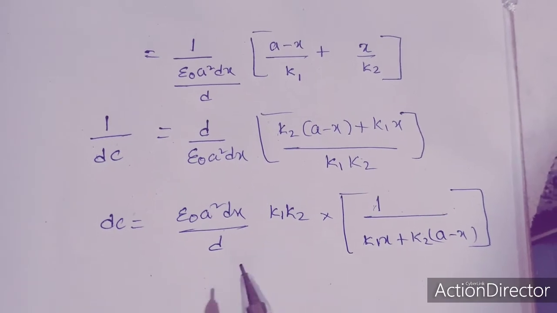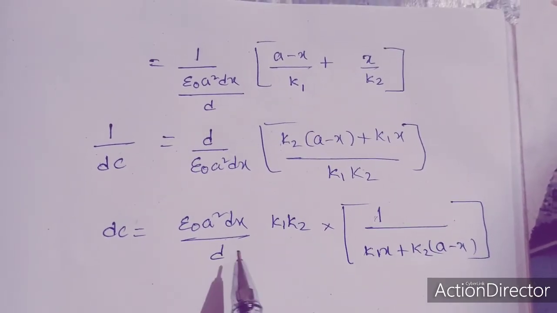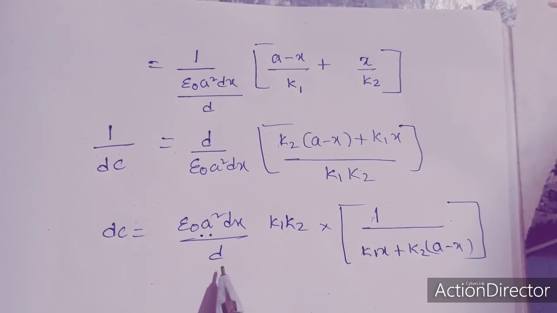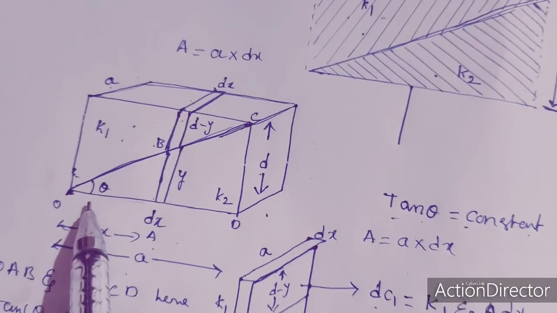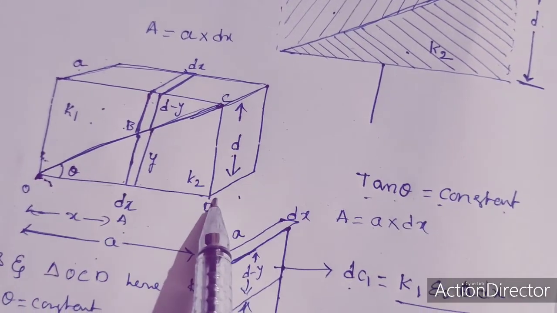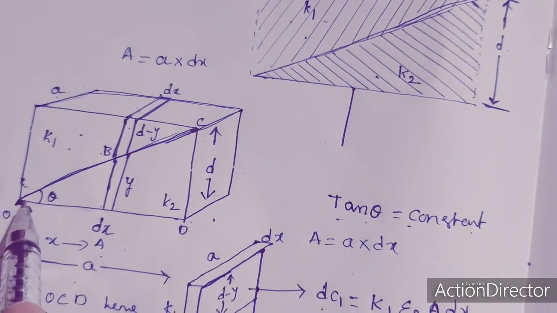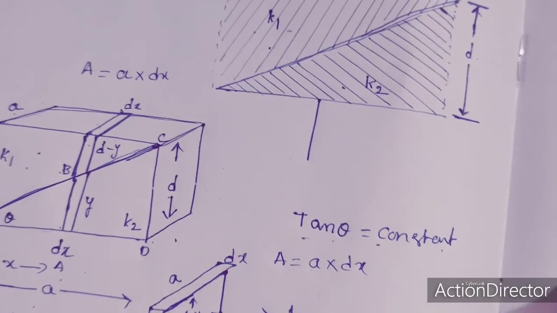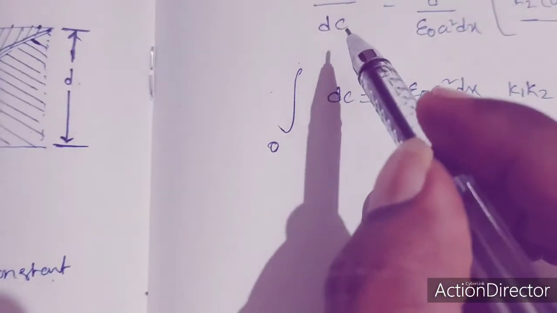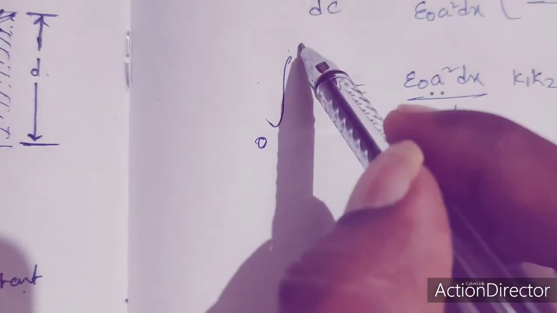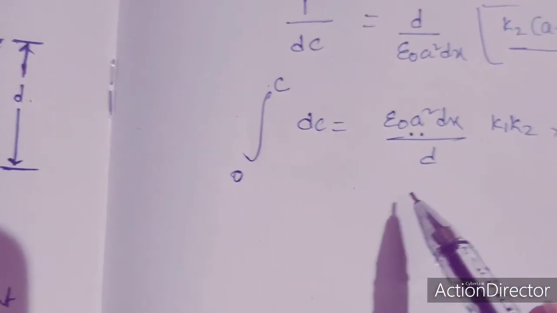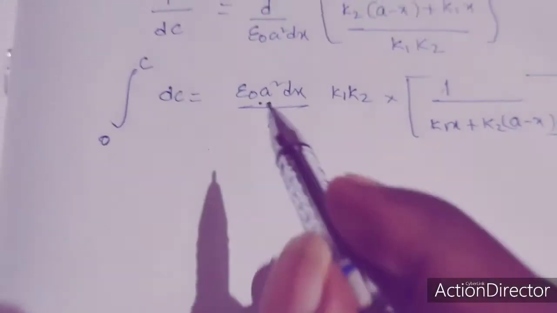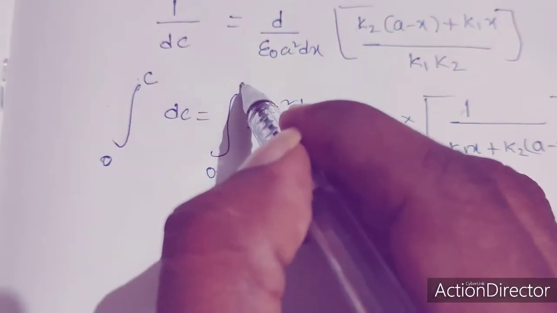But k1 is a constant physical quantity, k2 is also a constant physical quantity. Epsilon naught a square d is constant. We have to apply integration from 0 to a, so you have to find the capacitance from 0 to a. At point 0, what is the capacitance? 0. Because of that, we can represent the limits from 0 to C, minimum to maximum. And next, we have to apply integration for the variable quantity, 0 to a.